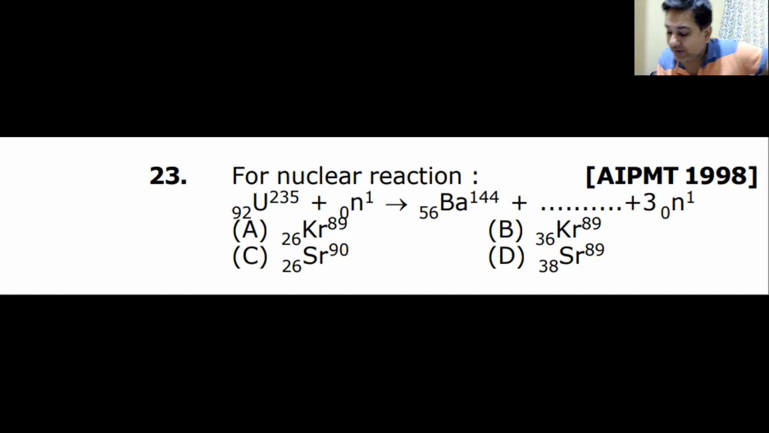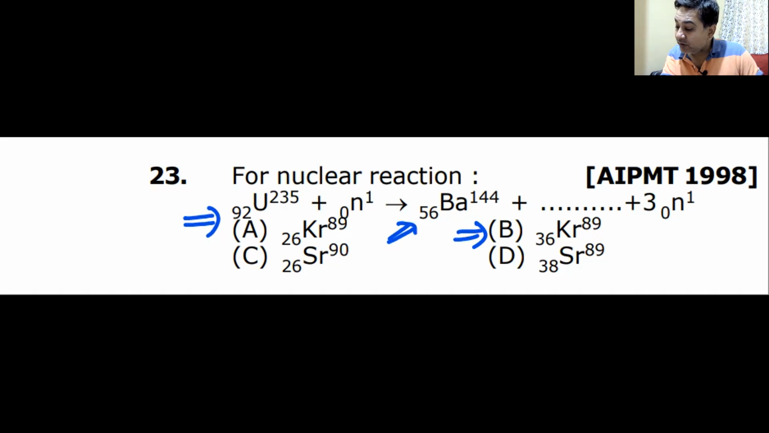Atomic number here is 92 on the left hand side, and on the right hand side we have 56. So what will be the atomic number? That gives us the answer. It is 36, and only one option is 36. So the answer is Option B. Do we understand this? Yes, sir.